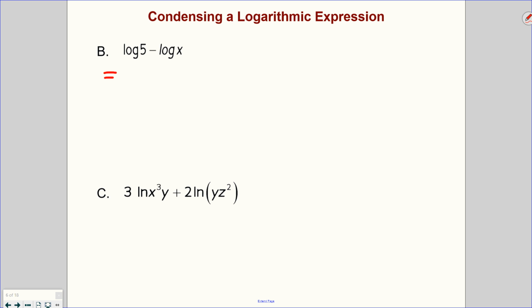All right, so let's do condensing with log 5 minus log x. So this is the same base. So we have the difference of the logs. So we do the log of the quotient, and that's it, and we're done.